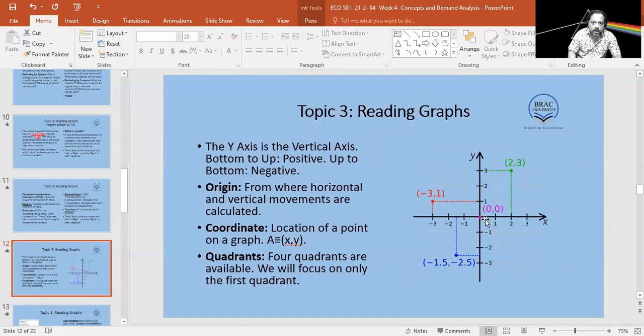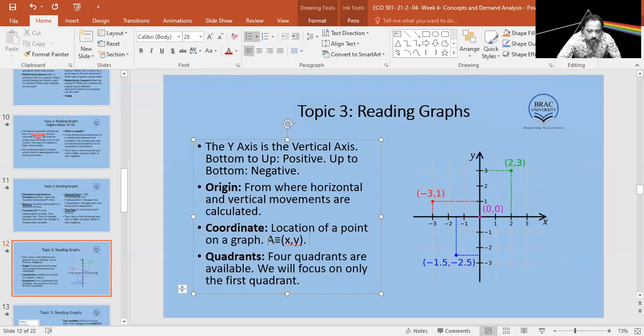Similarly, on the vertical axis, any movement going up is a positive movement. Any movement coming down is a negative movement. So when we write a coordinate, say point A, if we say (2, 3), that means 2 steps on the horizontal axis and 3 steps on the vertical axis. The first one is the independent variable. The second number is the dependent variable.